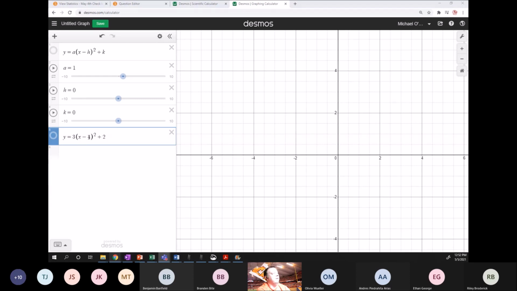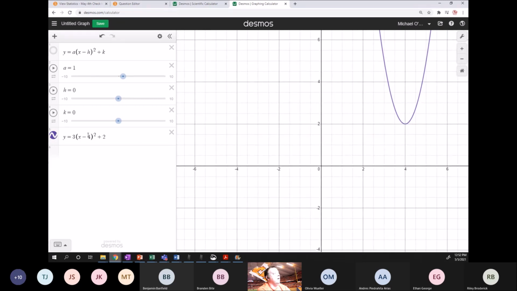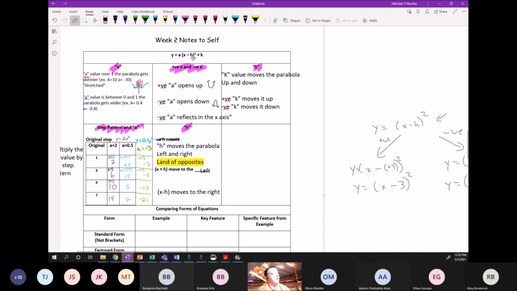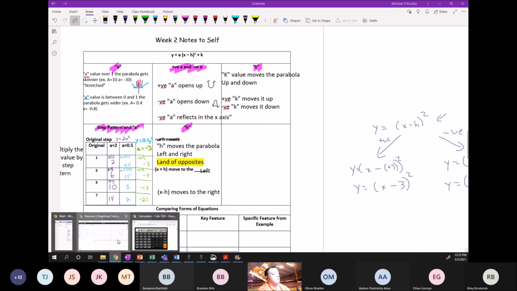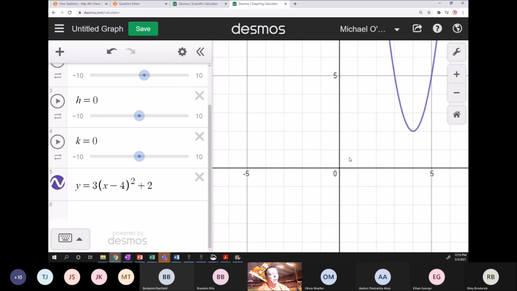Let me do this one first. So if I look at horizontal, horizontal is the h value, where if we look at our notes to self, h is inside the bracket. If I go inside the bracket, it moves left and right, but it's a land of opposites. So I have a -4 there, so it's going to go 4 right. Then this 2 is going to tell me it's going to go 2 up. It's a plus, so it's going to open up. And then 3 would be the step pattern.